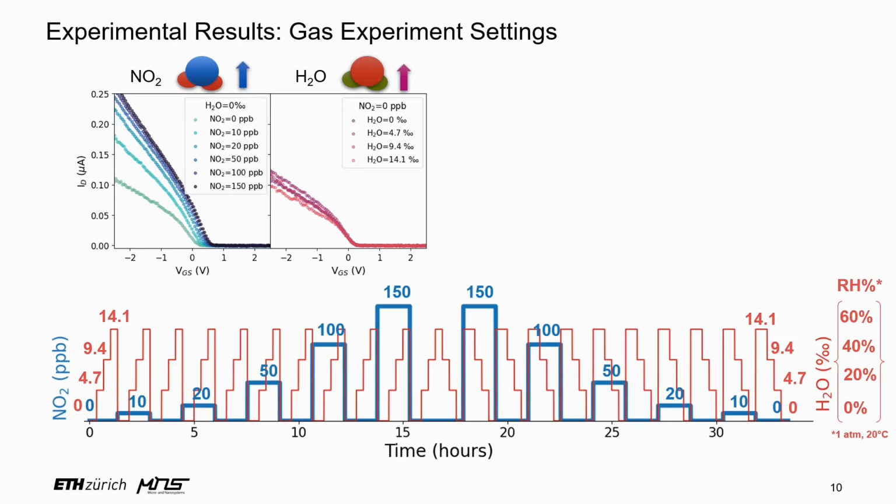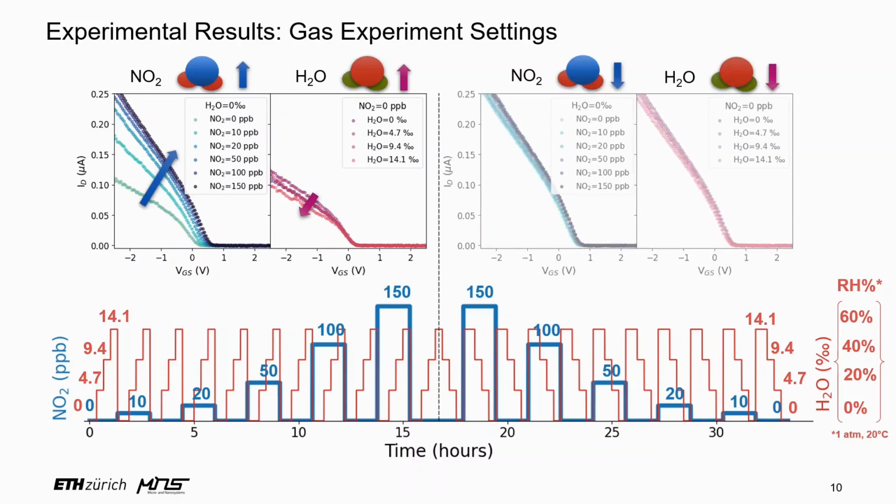So in this gas mixture experiment, if we take the first half of the experiment, we can see how the curve changes upon nitrogen dioxide increasing, and also at the same NO2 concentration, how humidity affects the curve. And in general, we have a slight decrease of conductance with increasing NO2 concentration for humidity.